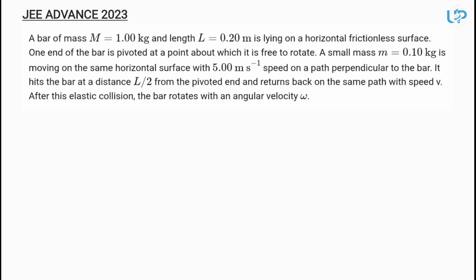Hello bachcho, I welcome you all to this new series in which we are going to discuss advanced JEE problems which were asked in physics. So this is the first problem which was asked in JEE Advanced 2023.